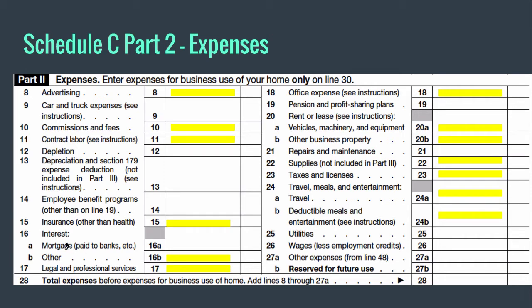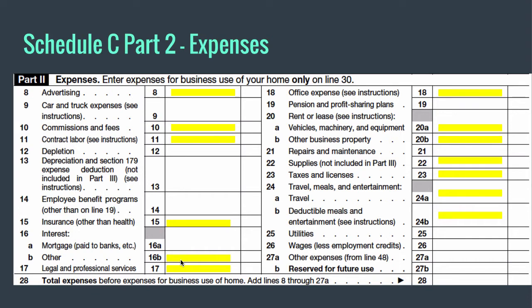Interest. So they have two different lines for interest here. They have mortgage interest, and that means if you bought a piece of property that's specifically for your business and you have a mortgage on it. This does not include your personal home or home office. That's completely different. So if you own a piece of property for your business and pay mortgage interest, then that would go there. Other interest, so that normal thing is credit card.